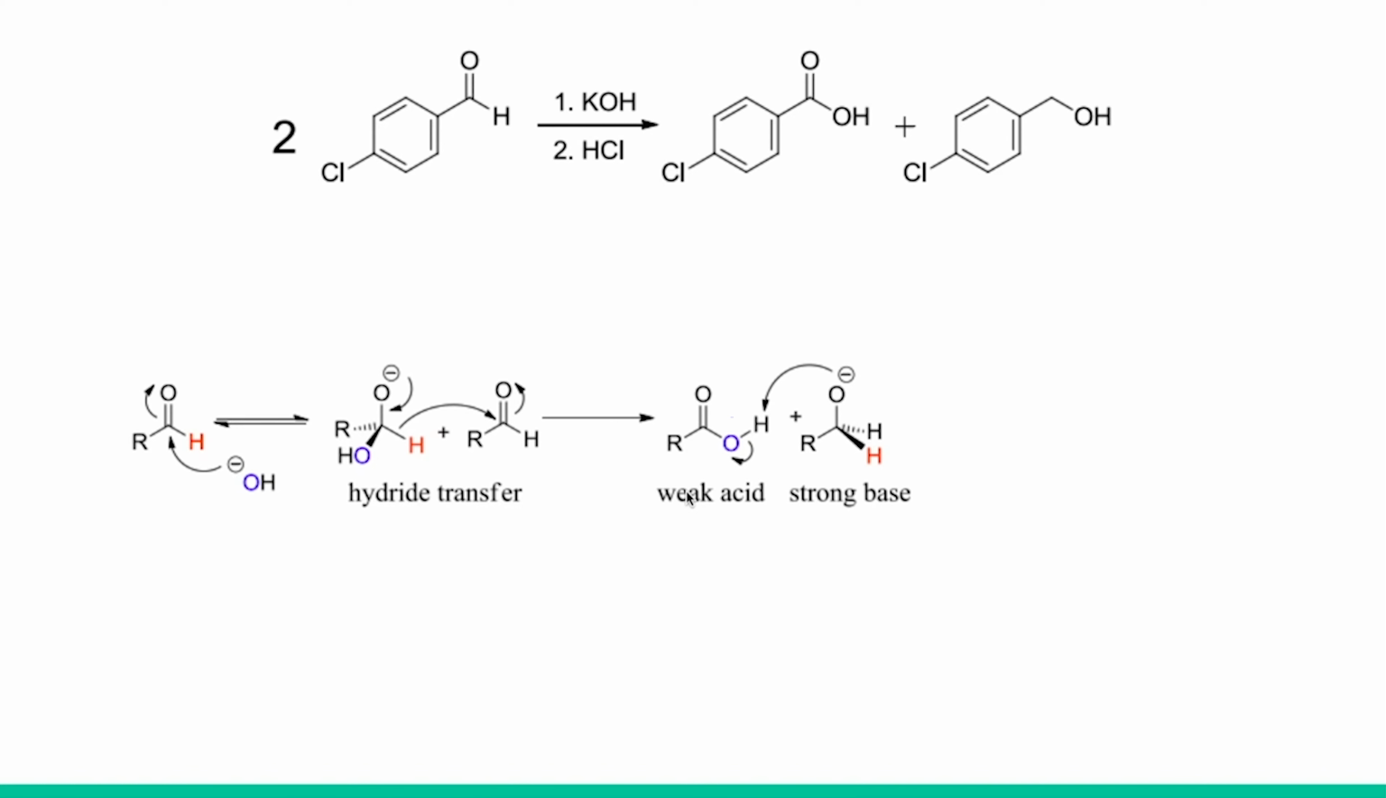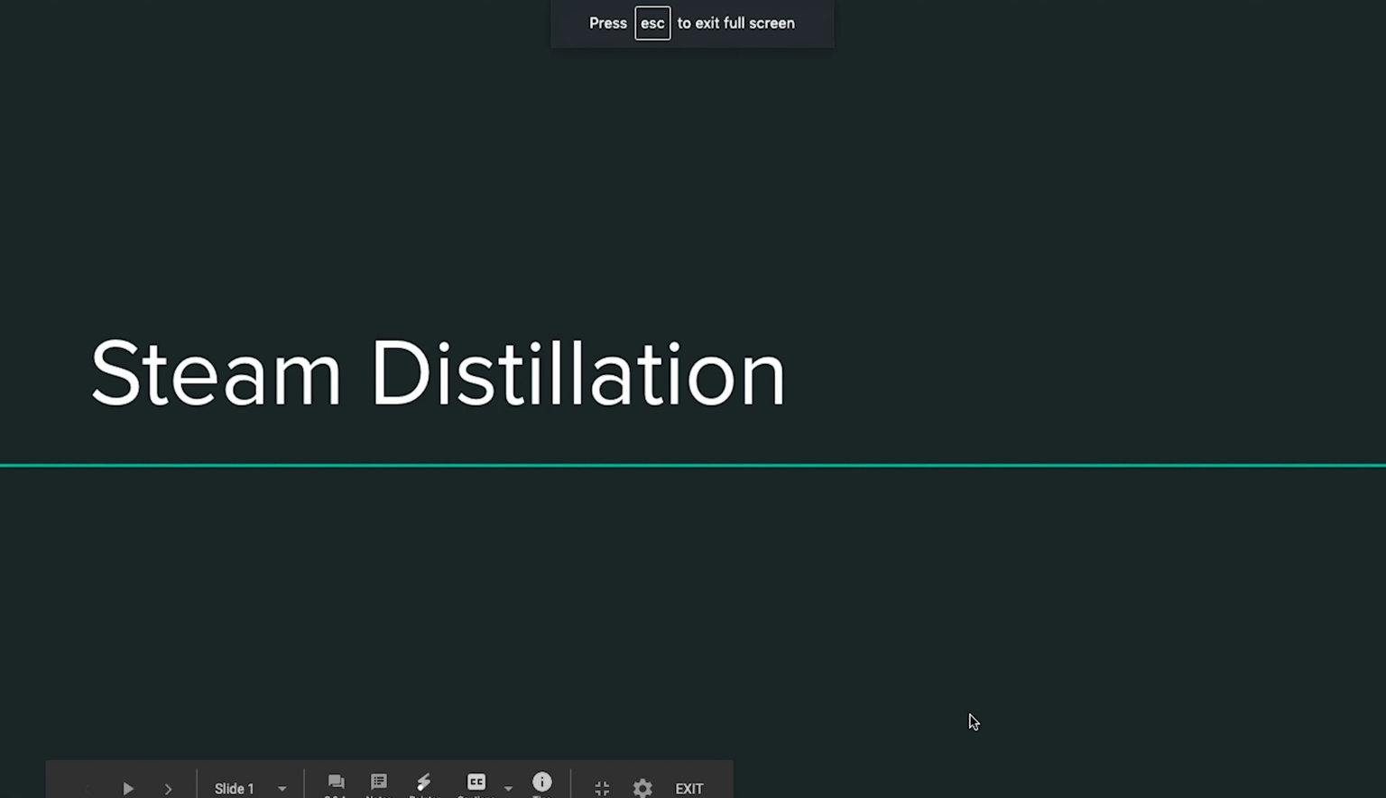Then we have a simple acid-base reaction resulting in our two products. The carboxylic acid ion is oxidized and the alcohol is the reduced product. Notice that this is an ion in solution, so it will stay in the aqueous layer, while this will stay in the organic layer. Let's run through the flowchart.